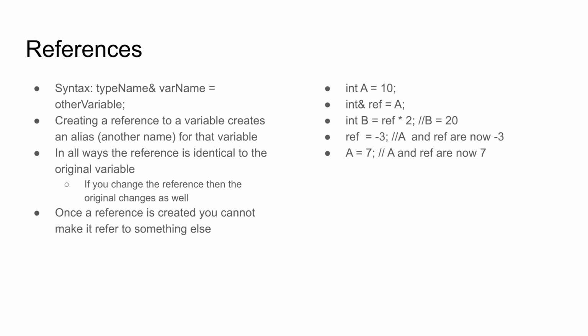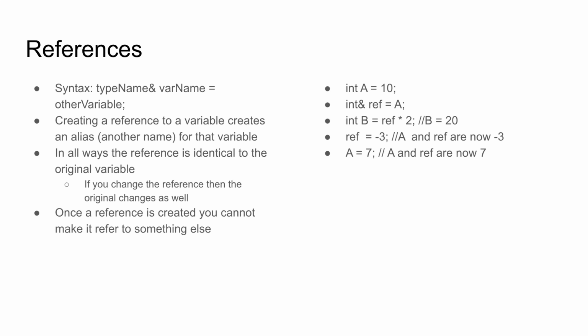Internally, references are implemented like pointers that you do not have to dereference, but we'll cover pointers later on in the class. Why can't you make it refer to something else? Because one of the differences between references and pointers, besides the fact that you don't have to dereference a reference, is that references cannot be made to refer to something else, but pointers can.